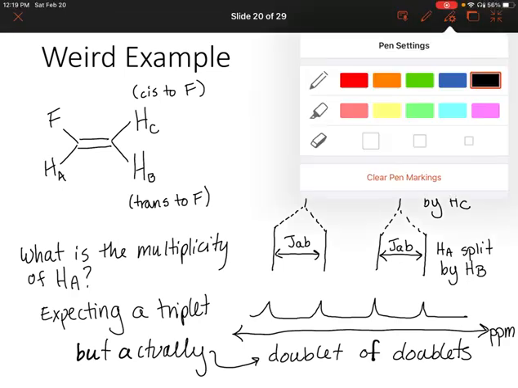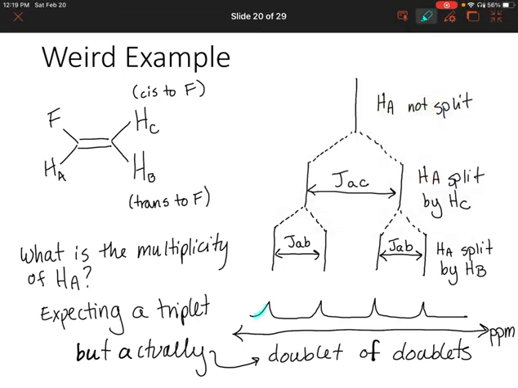So we have one doublet, and then another doublet, and it's a doublet of doublets. So it's kind of a weird example.